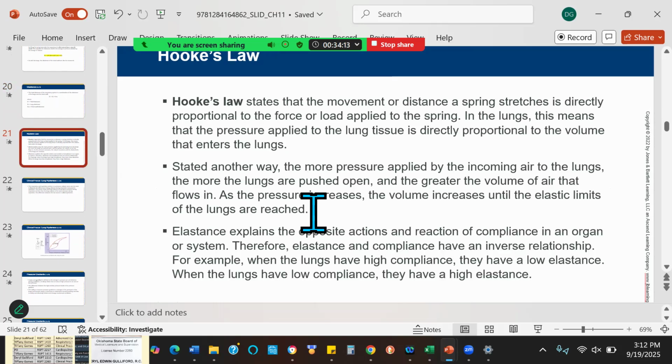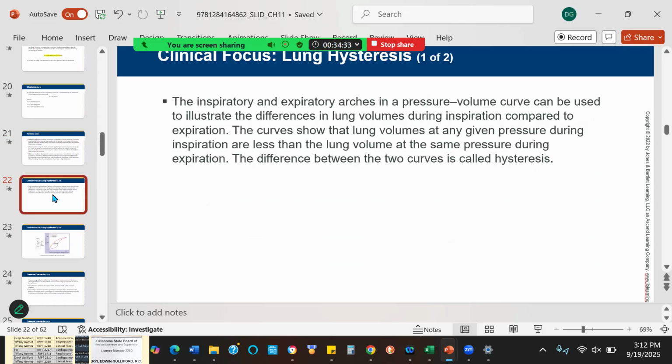Hooke's law: the movement or distance a spring stretches is directly proportional to the force or load applied to the spring. And that's what's happening in your lungs. Elastance explains the opposite action and reaction of compliance in an organ system. So that's Hooke's law. We don't really use Hooke's law clinically, but it's useful to know what it is.